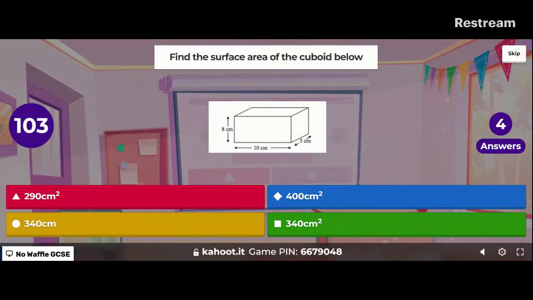Pascal's triangle is for further maths, not normal maths. Jay has an answer streak of 6 in a row. A true alpha.